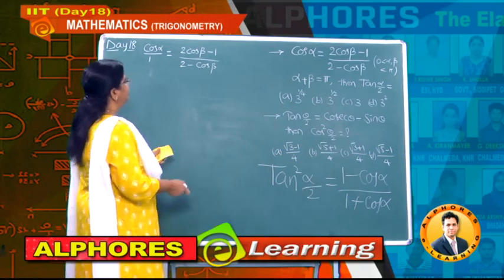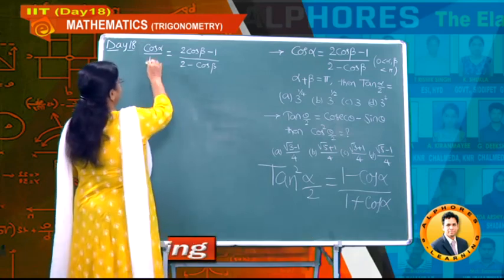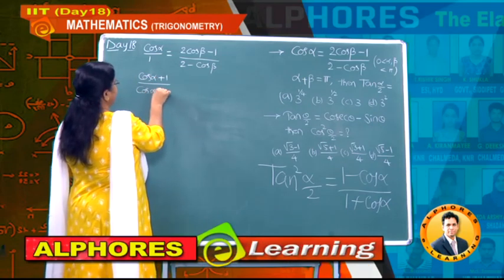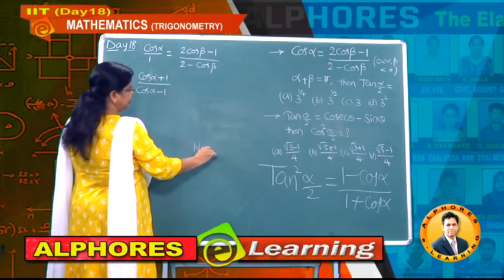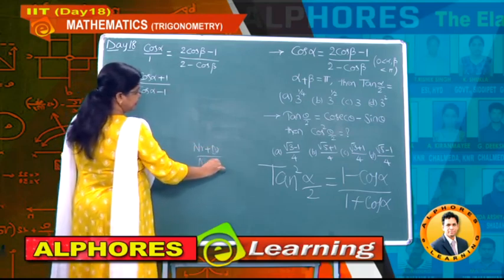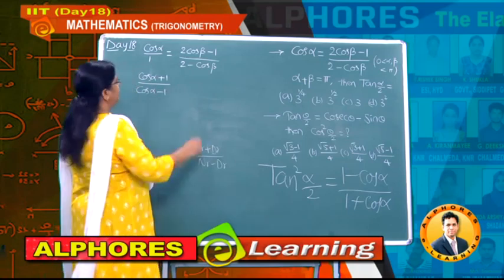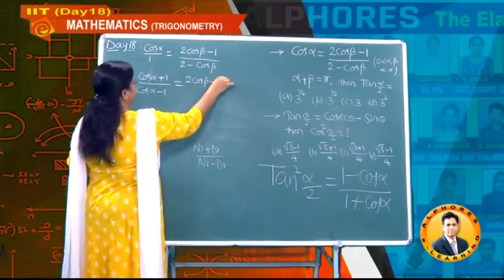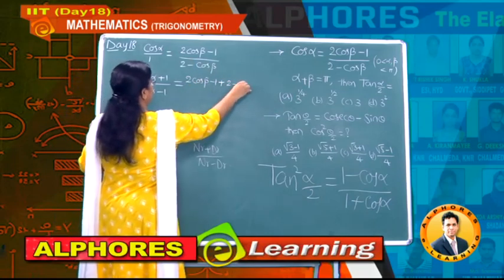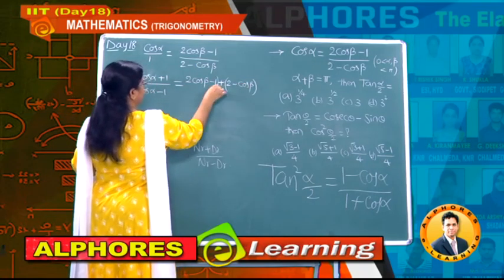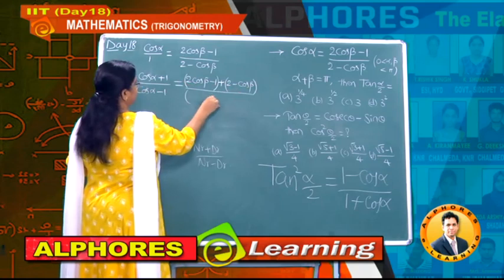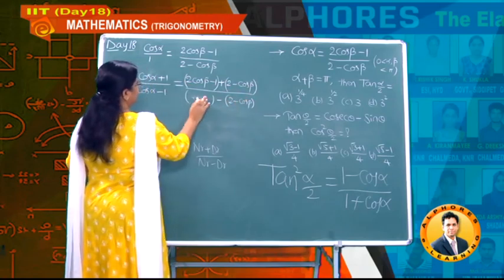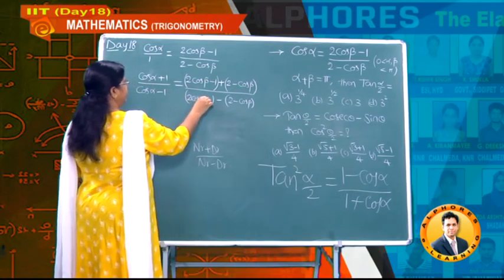So let us use componendo and dividendo in the beginning itself. This is (cos alpha plus 1) divided by how much, students? (Cos alpha minus 1). Understand? Numerator plus denominator divided by numerator minus denominator, equal to again the same on the other side. Here numerator plus denominator is 2 cos beta minus 1 plus 2 minus cos beta, whole divided by the numerator minus the denominator. Understand, students? So in this way we can write the componendo and dividendo property.